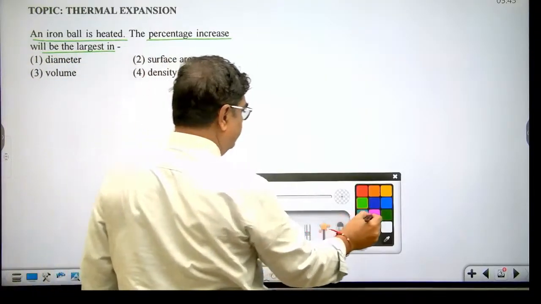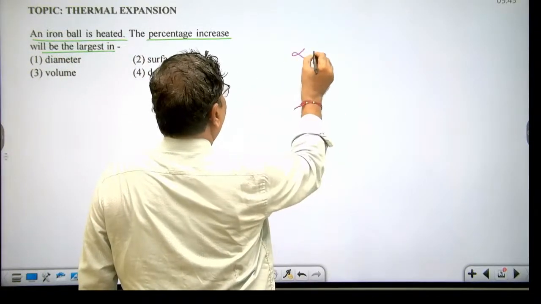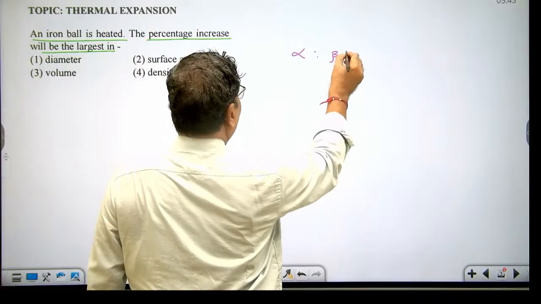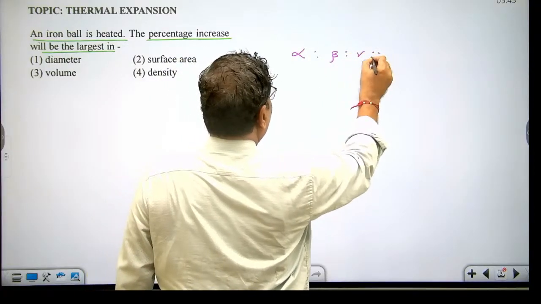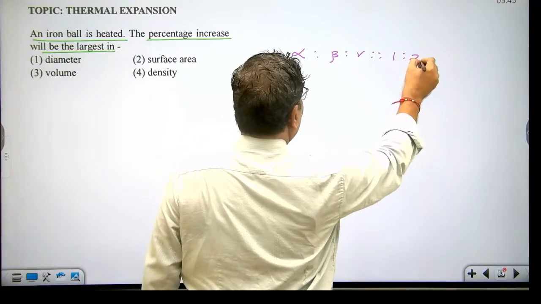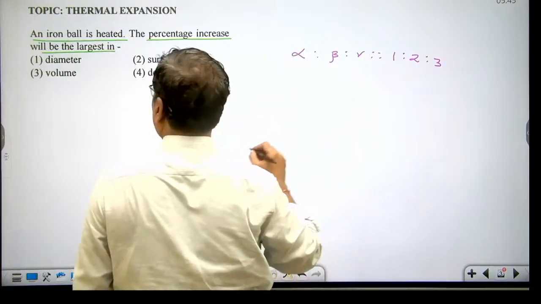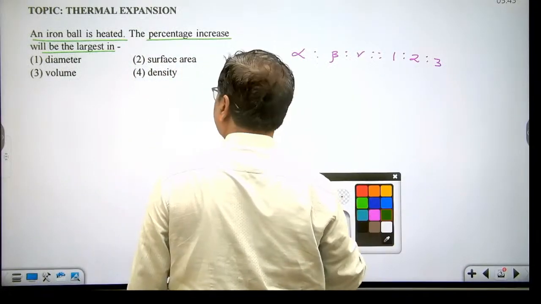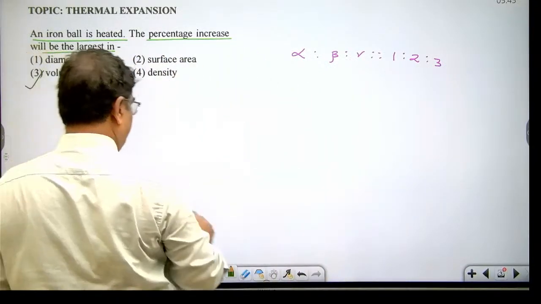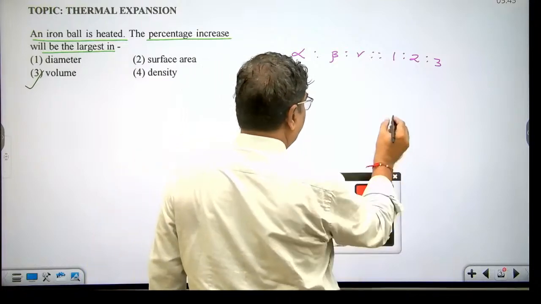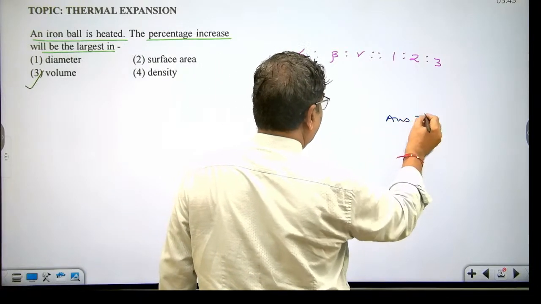Dear student, in thermal expansion alpha, beta, gamma remain in the ratio of 1:2:3. So volume expansion remains maximum. Okay, so out of 4 options, the correct option is option 3.